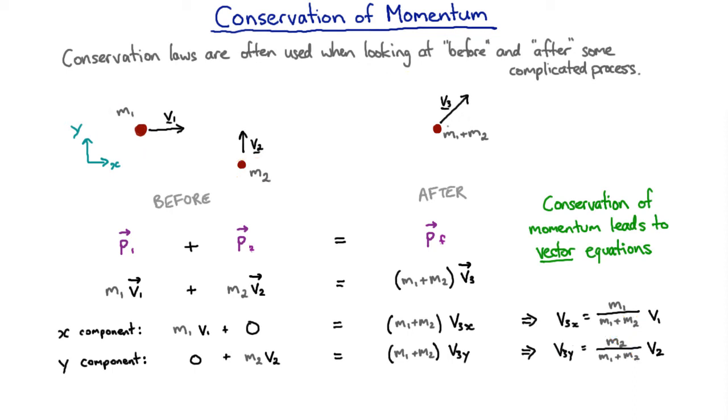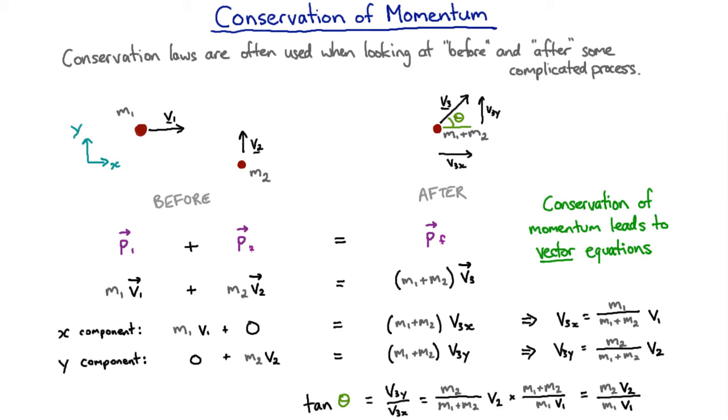And if we wanted to work out the angle at which these two masses move after they stick together, then we can easily work that out in terms of the components, because what we have up here is the y component of velocity and the x component of the velocity. And so the tan of theta is going to be the ratio of those two. And so you can see that the tan of that angle is just going to be the ratio of the momenta of the two particles.